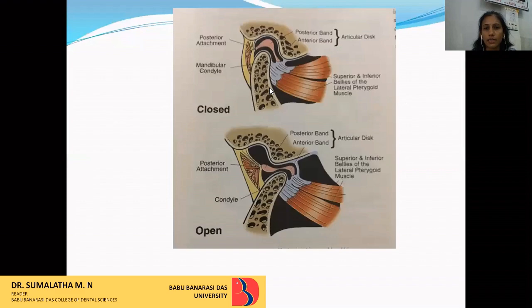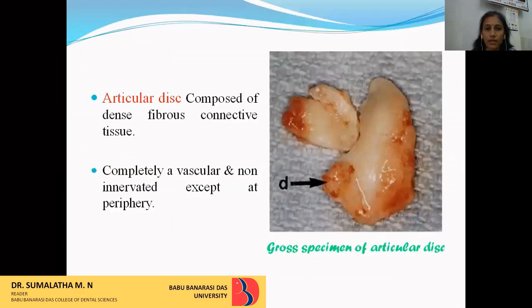So this is the diagram showing the movement of the condylar head with respect to the articular disc when the patient is in a closed mouth position and when the patient is in open mouth position. When it is in the closed mouth position, the condylar head will be resting in the posterior region attachment of the articular disc, whereas when the patient opens the mouth, it moves into the anterior zone or anterior band. The articular disc is mainly composed of dense fibrous tissue, which I already told is avascular.